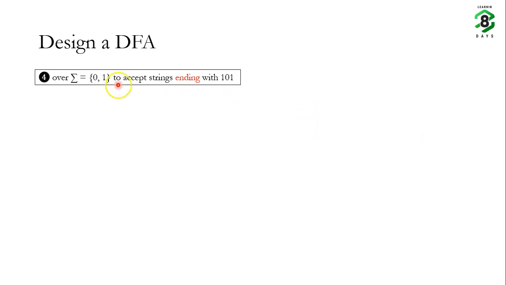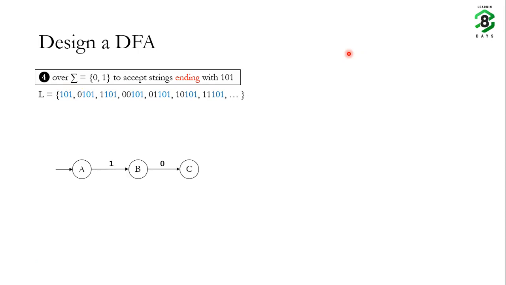In this case also, we are designing a machine over the input symbols 0 and 1 to accept strings ending with 101. So the language that is accepted by this machine will contain all possible strings that end with 101. Now let's try to design this machine. As per our strategy, we'll first design a machine to accept the smallest possible string in this language, which is 101. So the machine will start from an initial state A. If we get 1 in A, we go to B. If we get 0 in B, we go to C. And if we get 1 in C, we go to state F. Now, this is a machine which accepts the smallest string in the language.